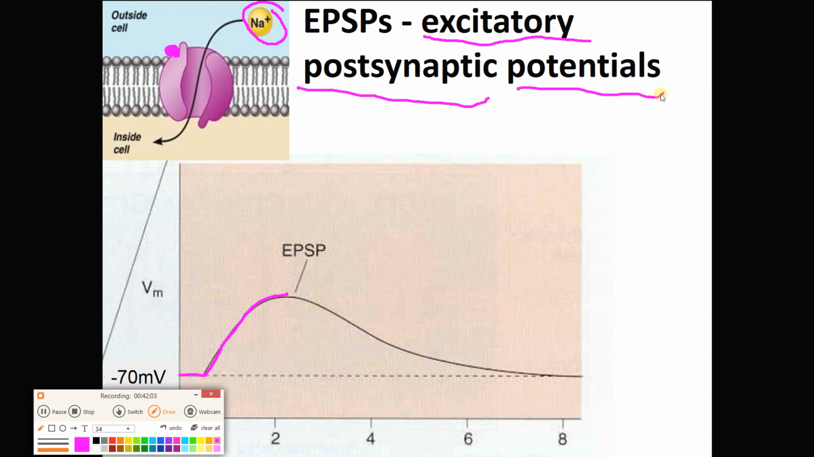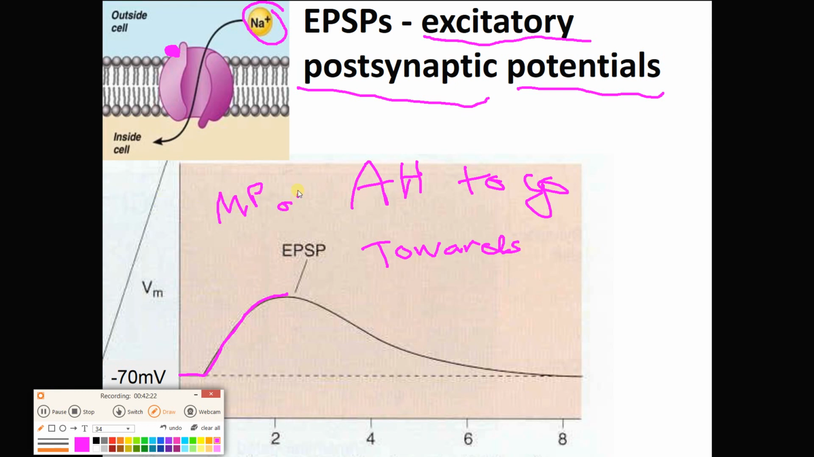Why? Because it is going to cause our axon hillock, remember the axon hillock, it's going to cause the membrane potential of the axon hillock to go towards the threshold potential, the magic number. And by going towards the threshold potential, we are becoming more likely to get an electrical signal on an axon, and that's why it's called an excitatory postsynaptic potential. Okay.